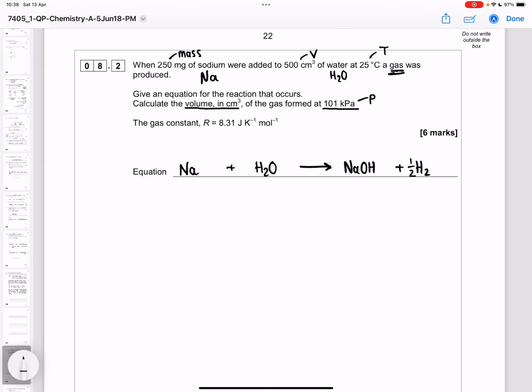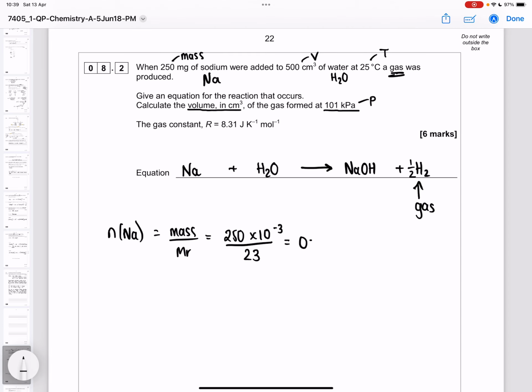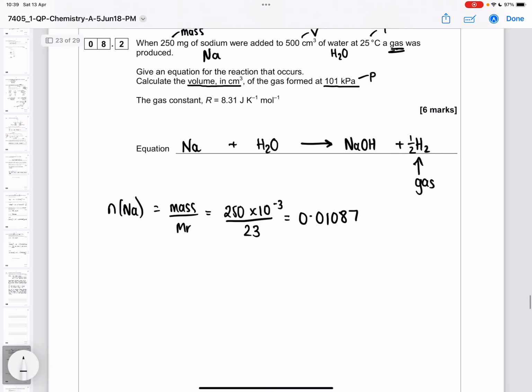Now the question is asking us about the volume of gas, and the hydrogen is the gas. And we've been given the mass of sodium. So the first thing I'm going to do is work out the moles of sodium, the mass over the MR. So 250 milligrams, turn that into grams, divided by the MR, 23. So we type that on our calculator, and we see that we get 0.01087 moles of sodium.